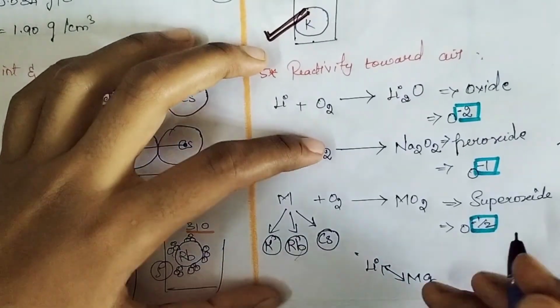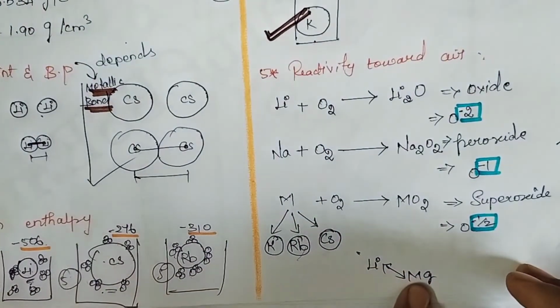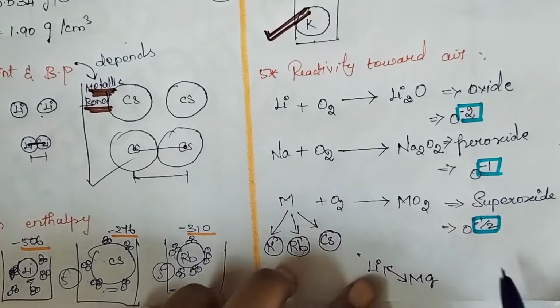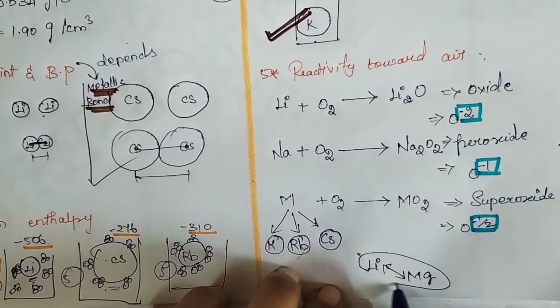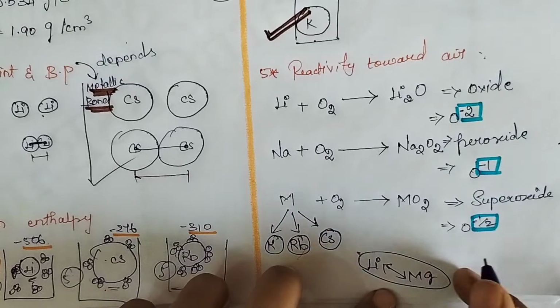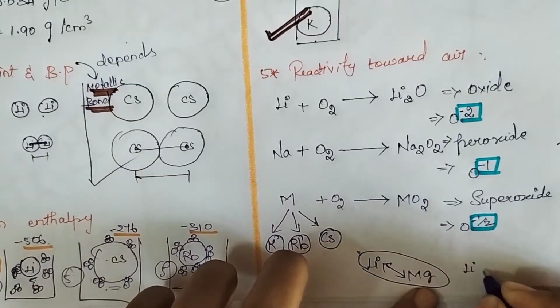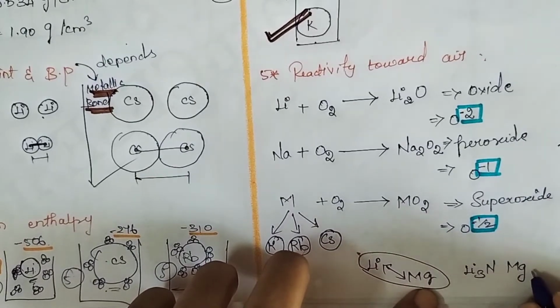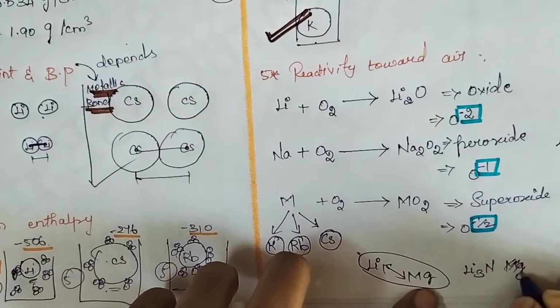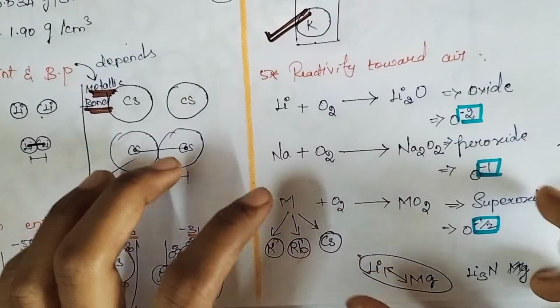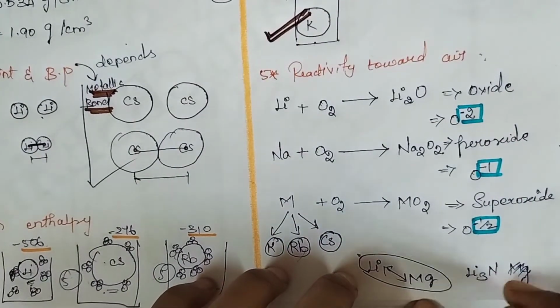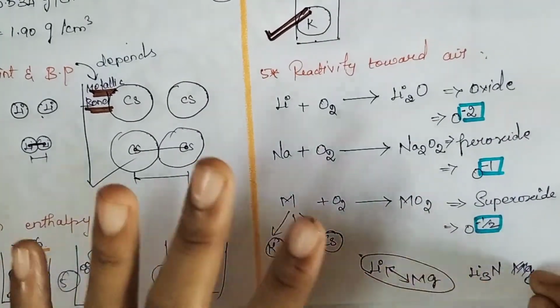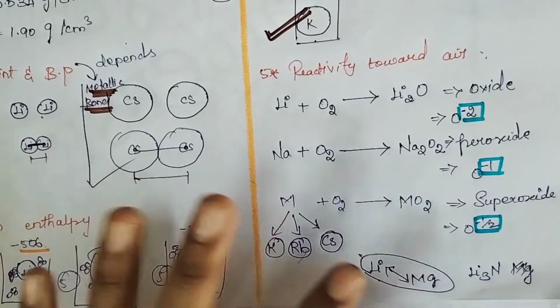Diagonally related. This is the alkali metal, this is the alkaline earth metal. They two alone form nitride. Nitride is like Mg. I am talking about alkali metals, no? So first we will see with lithium only. You don't need to confuse it with magnesium. I relate it with just magnesium.